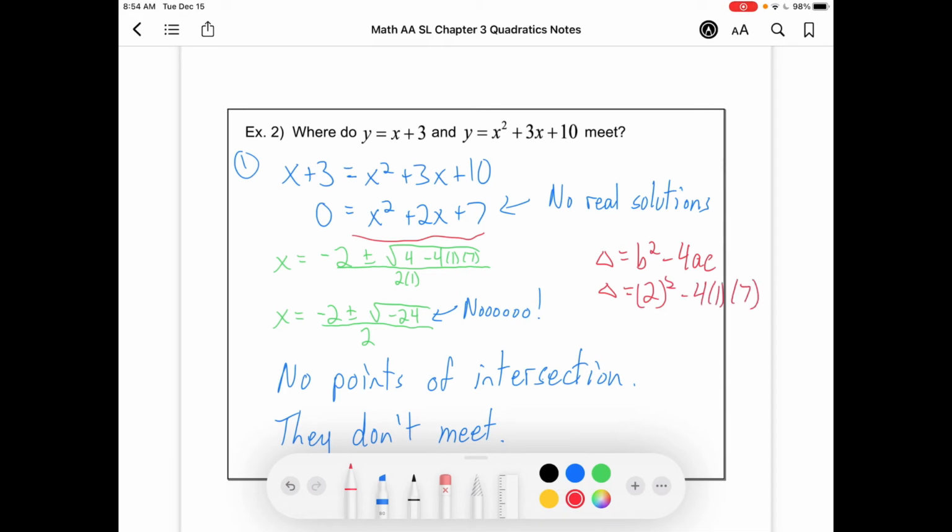Now, I kind of think finding the discriminant every time is a bit of overkill, because it's not that hard to throw this stuff in the quadratic formula. But as soon as we find a negative discriminant, there are no solutions, which means no points of intersection, and they don't meet.